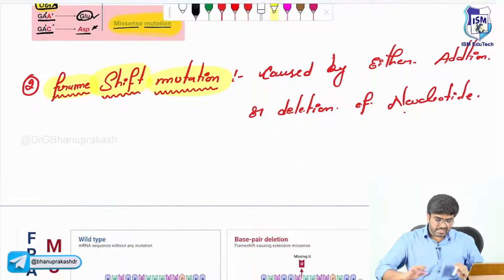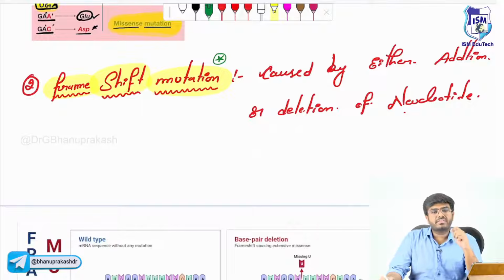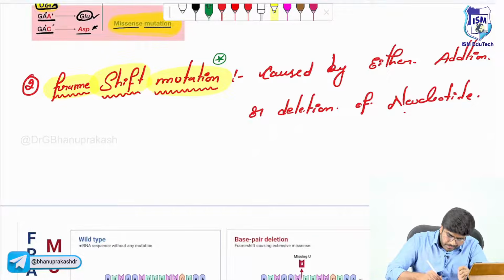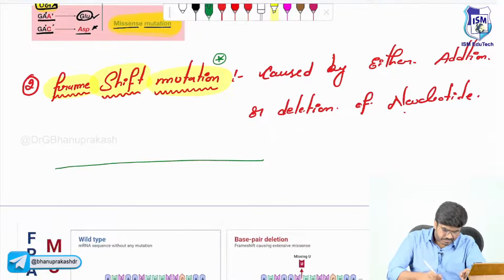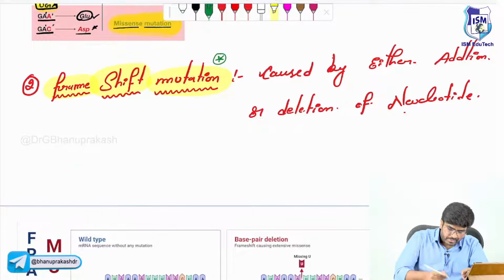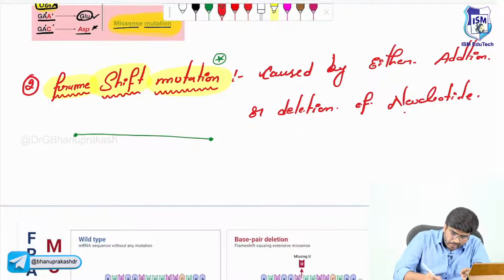After this, let me discuss the frame shift mutation. So what exactly are these frame shift mutations? Now imagine there is this mRNA. Transcription is completed and the genes are perfectly normal. Let me put it this way. Imagine this is a DNA. In the DNA, what do you have? Sorry, not amino acids, nucleotides. In the DNA there are nucleotides.